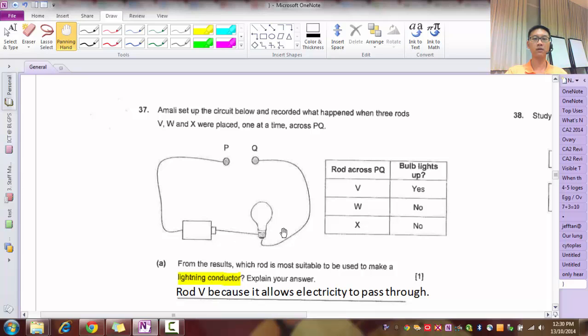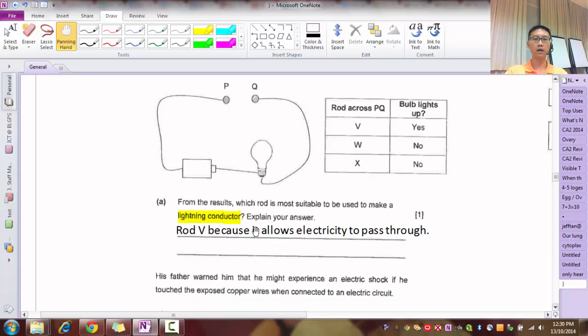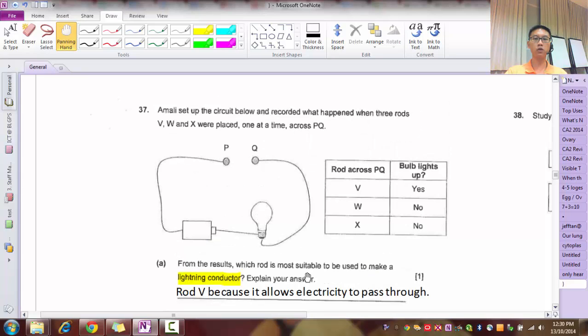Now question 37. From the results, which rod is most suitable to be used to make a lightning conductor? So what is a lightning conductor? Lightning conductors are found in buildings. When lightning strikes, because lightning is electricity, if you don't have a lightning conductor, the electricity will fly all over the place and hurt the people inside the building. Because it's an electrical conductor, the electricity will flow through the lightning conductor down into the ground where it's safe and disperse out in the ground.